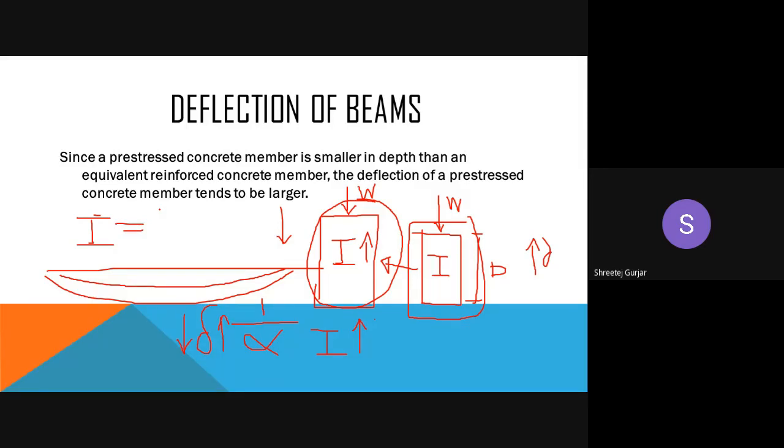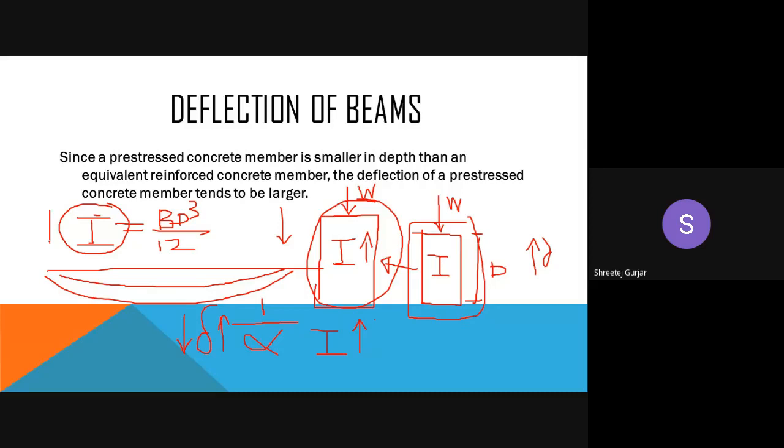Deflection of a beam, in that we need I, the moment of inertia. What is the moment of inertia for a rectangular section? Can anyone tell me? No answer? BD cube by 12, sir. Right, BD cube by 12, we have used it in previous numericals. So moment of inertia is nothing but our stiffness.